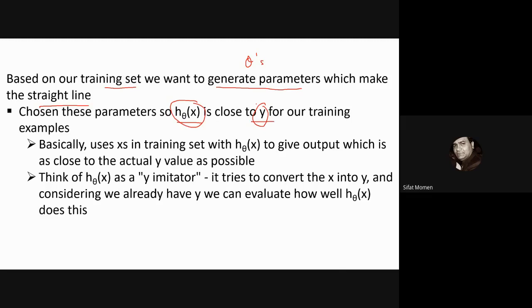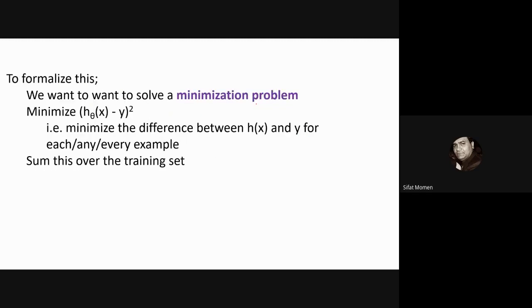Okay? Yes, sir. Okay, so how are we going to do that? Let's talk about that. This is very important that you understand. We want to formalize this way. We want to solve this problem as a minimization problem. Let me explain. What does it mean? We would like to minimize this objective function: I want to minimize (h_theta(x) minus y) whole square.